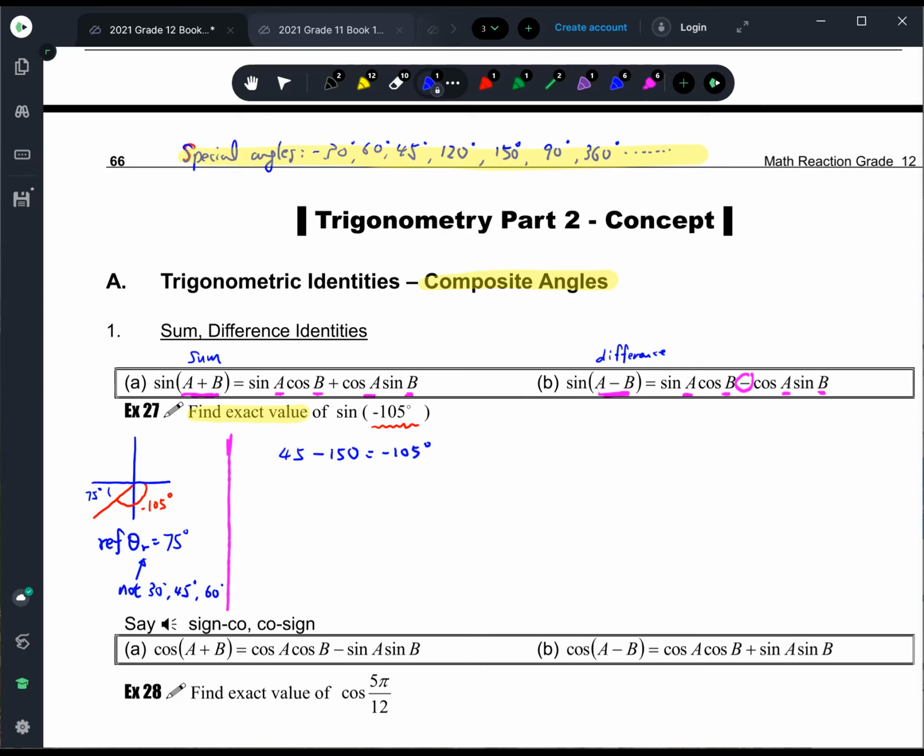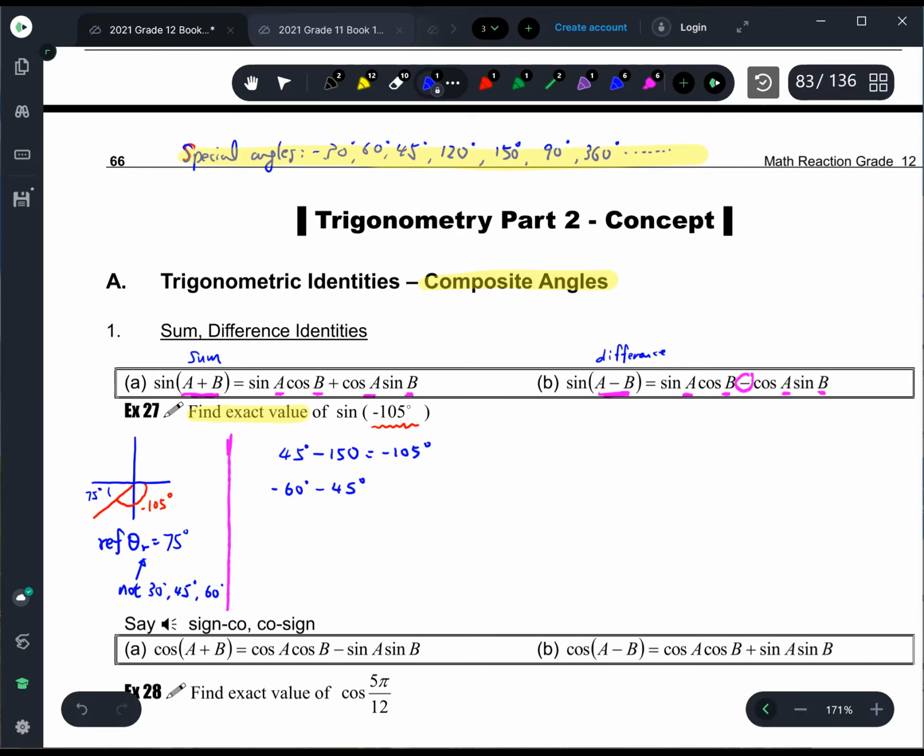Susan, what are the two angles that you picked? Can we just pick two special angles? Sure. Yeah. Negative 60 and negative 45. So we can do negative 60 minus 45, right? Do a subtraction again. That gives you negative 105. That also works, right? Doesn't matter what you picked, okay?